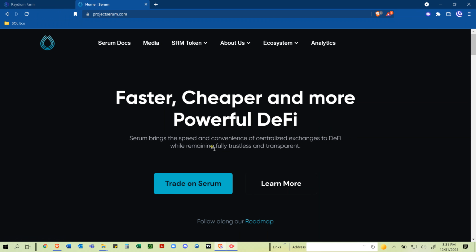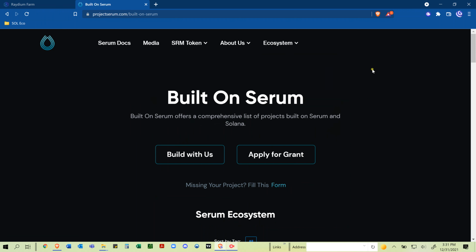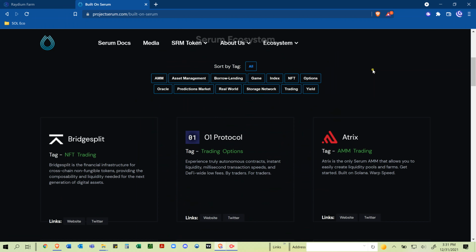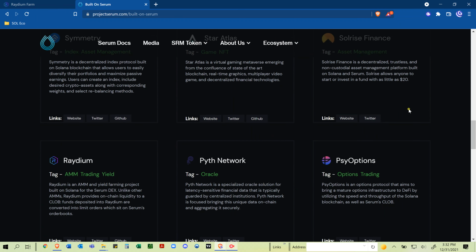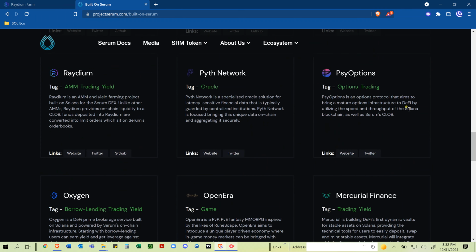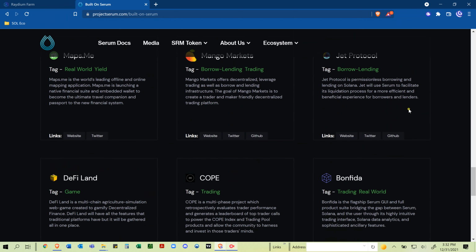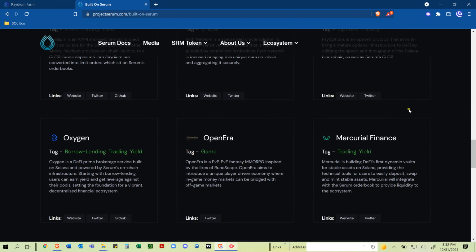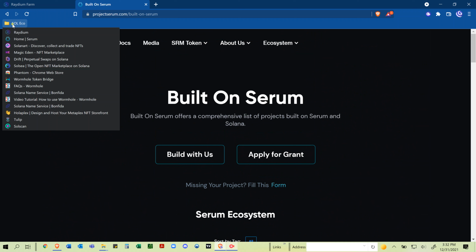So let's look at a few other things. So we got Serum, Project Serum. Serum is actually what all the DEXs use for liquidity. So essentially Serum reaches out throughout the entire ecosystem. These are all built upon Serum here, and it kind of puts all the liquidity together. So if they're all built on Serum, then they can all reach and talk to each other, and you can have liquidity across the entire spectrum of Solana.